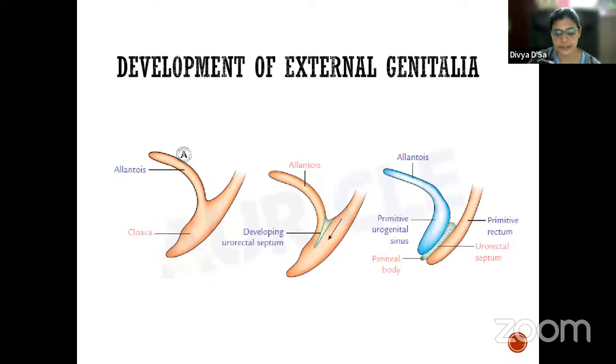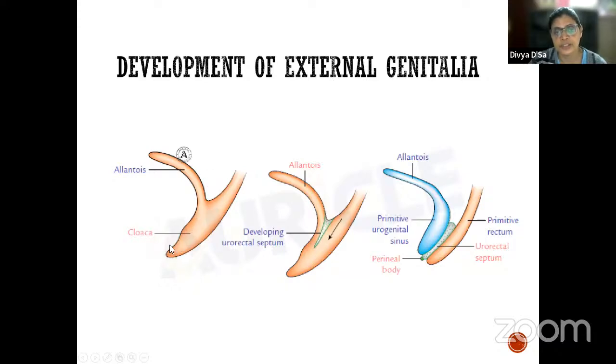So next is the formation of the external male genitalia. Okay, so this is important. Now, where does the external genitalia develop? That develops in relation to the cloacal membrane. So the cloacal membrane, this is the initial part.